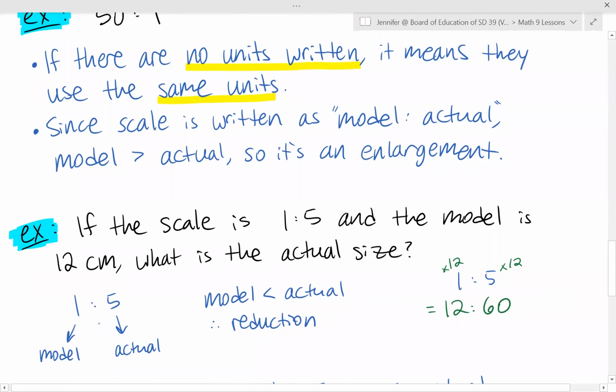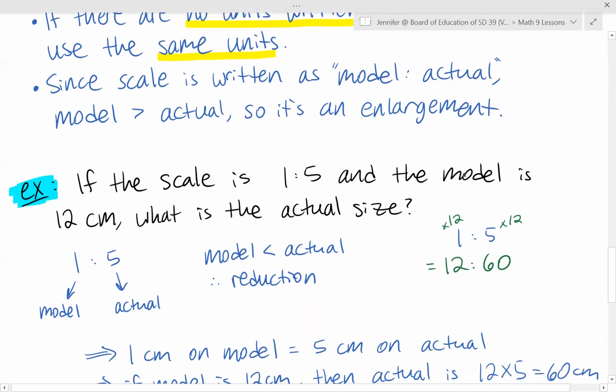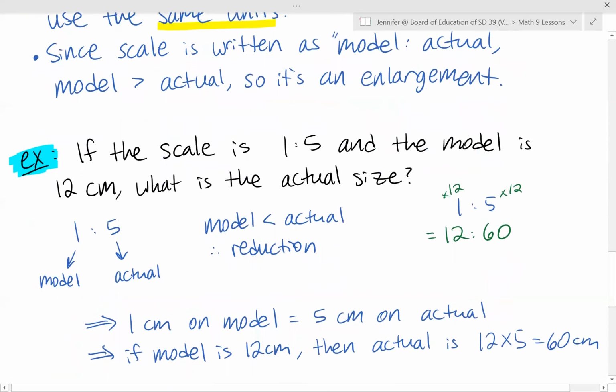If our scale is 1 to 5, we have to figure out what we have to multiply it by so that we get this 12 centimeters. We get the number that we're already given. How do we make our model become what we're given here? Well, it's an easy calculation because it's just 1. So we just have to multiply this by 12 so that we get our 12 centimeters for our model on the left side. If we do it to one side, we also have to do it to the other. 5 times 12 gives us 60. So then that tells us that the actual size is 60 centimeters.